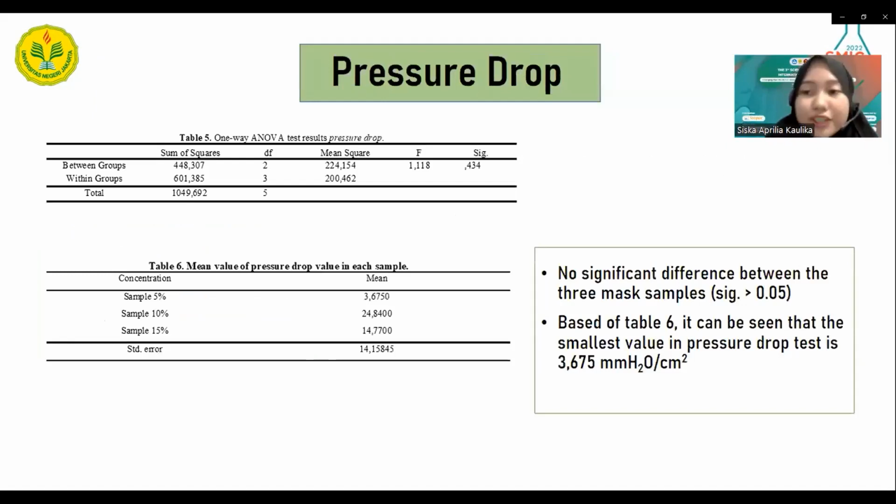And the next is results of pressure drop. In table 5, we know from the ANOVA test results of pressure drop that there is no significant difference between the 3 mass samples of each concentration. And based on table 6, it can be seen that the smallest value in the pressure drop test is 3.675 mmH2O per centimeter, which is in the sample with 5% concentration.